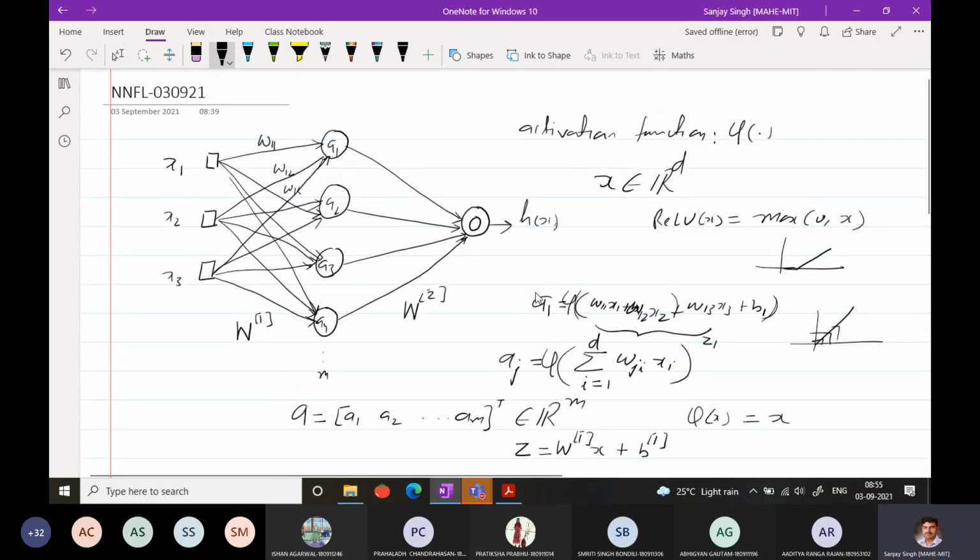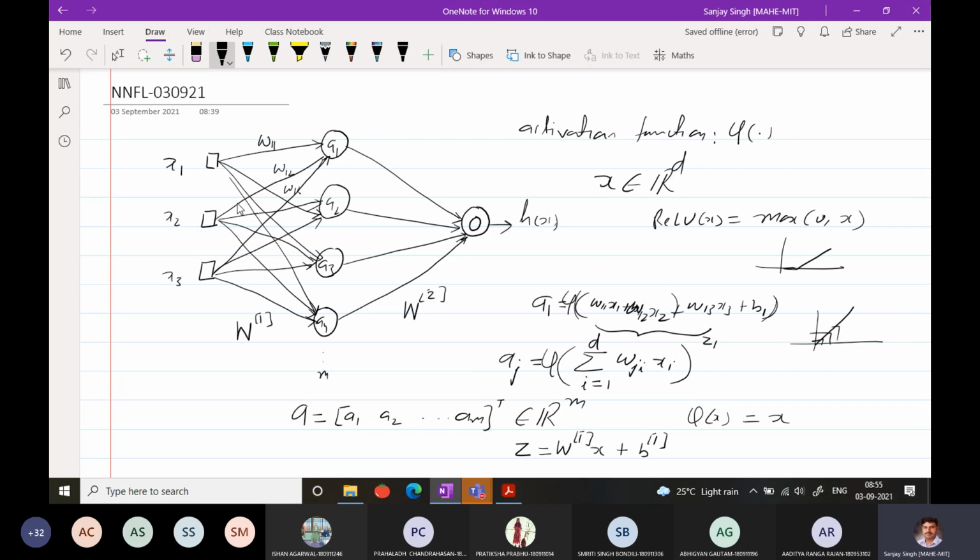So let me clearly say once more so that we are on the same page. We want to understand why we can't use a linear function as an activation function. Why are only nonlinear functions used as activation functions? To understand this, I have taken a simple two-layer structure. There are three inputs, four neurons in the hidden layer, and one neuron in the output layer.